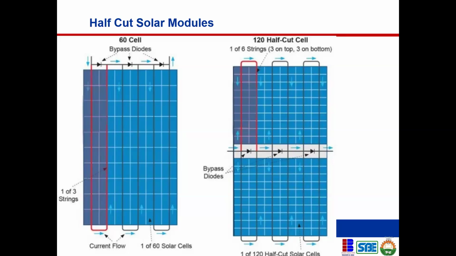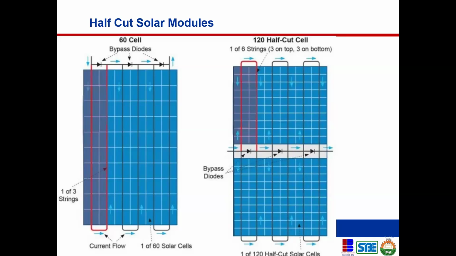Aside from the fact that you improve the efficiency by reducing the travel length of the current between the cells, you also achieve an improvement in the eventuality that there is shading on any part of the cell. Okay, so these are all what is making the half-cut cell more market dominant, or having more market demand, right?